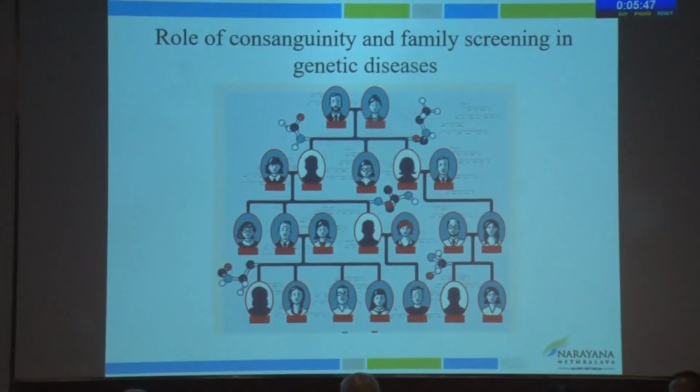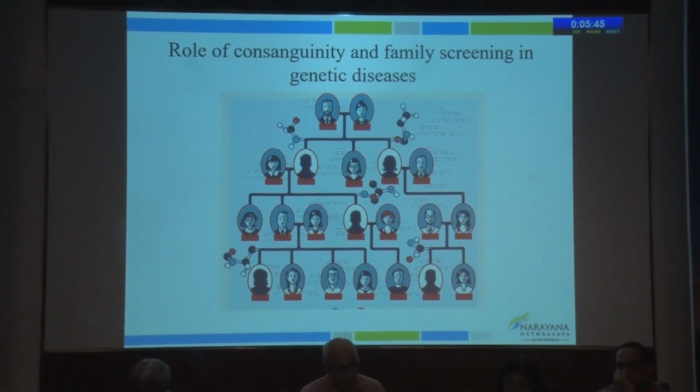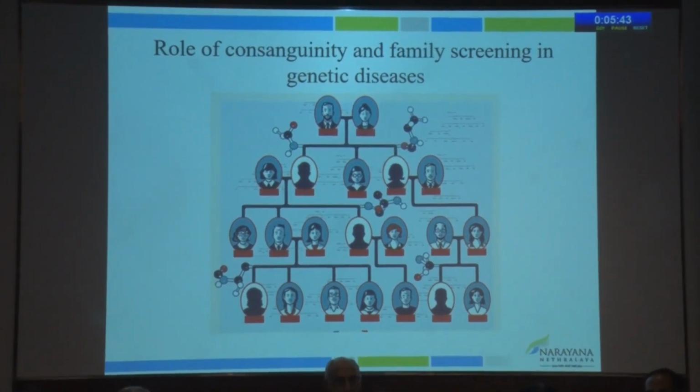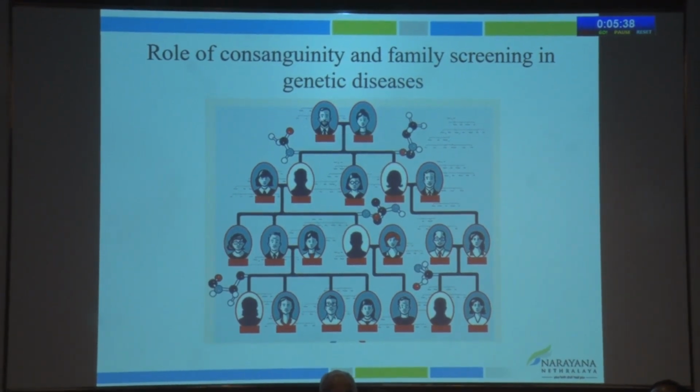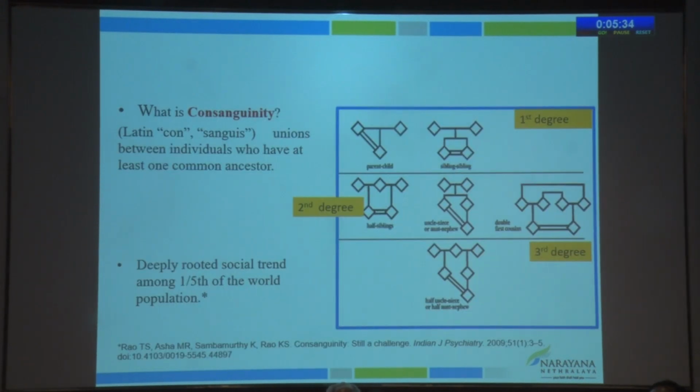Good afternoon, everyone. So my presentation is on family screening and genetic counseling in inherited retinal disorders. So, starting with what is genetic screening. Genetic screening is a systematic approach to screen high-risk individuals and provide them with early preventive treatment and reproductive options. Since genetic diseases are heritable, family screening and consanguinity play an important role in the prevention of such diseases. So what is consanguinity?